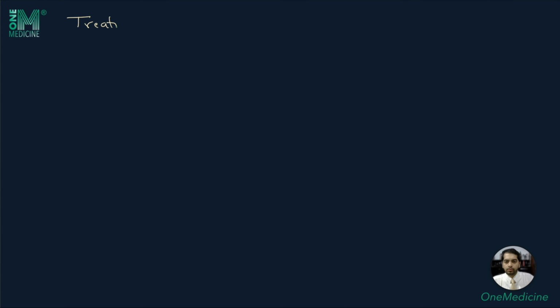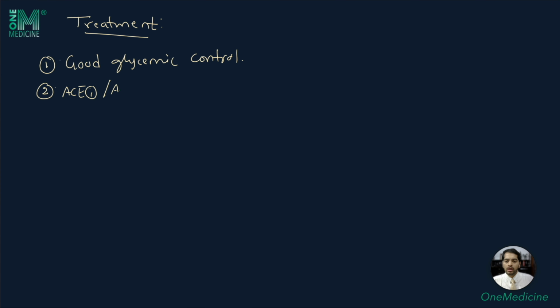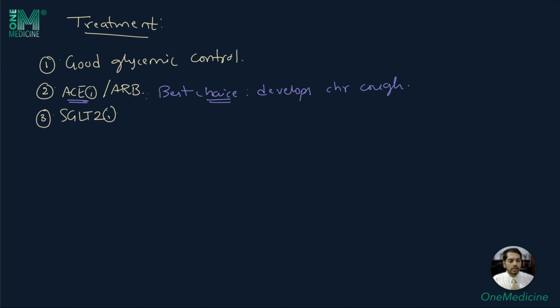The treatment of proteinuria focuses mainly on the following. The first one is a good glycemic control. The second is angiotensin converting enzyme inhibitors or angiotensin receptor blockers. Third is SGLT2 inhibitors. Angiotensin converting enzyme inhibitors are the best choice of medicine for control of proteinuria. But if the patient develops chronic cough, then angiotensin receptor blocker is a suitable alternative. The other adverse effects of angiotensin receptor blockers or angiotensin converting enzyme inhibitors include hyperkalemia.